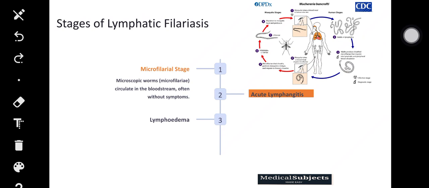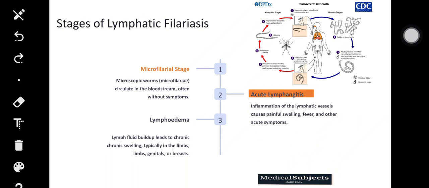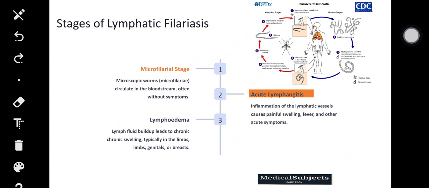So microfilariae, microscopic worms, circulate in the bloodstream often without symptoms in the first stage. In the second stage, inflammation of lymphatic vessels causes painful swelling, fever and other acute symptoms. And in the third stage, lymph builds up and leads to chronic swelling, typically in the limbs, genitals or breasts. These are the three areas affected. In the limbs, it can cause lymphadenitis or lymphedema. Then the genitals, where it can cause hydrocele, and even the breast. So these are the three places where the manifestations can be seen.